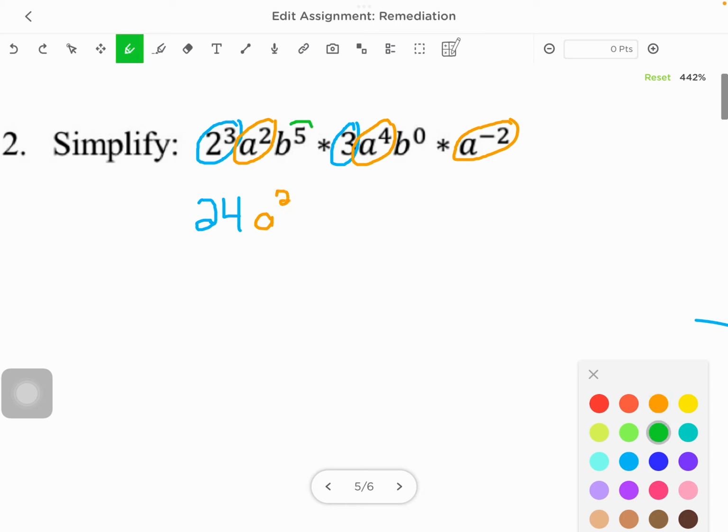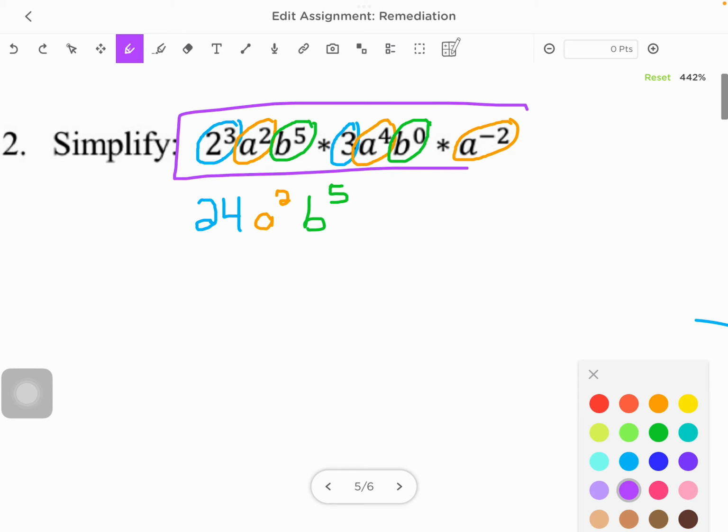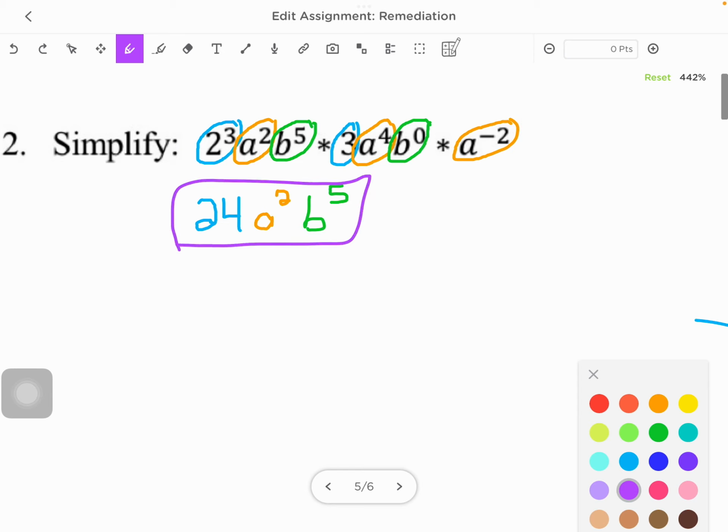Okay. See, it's a good thing that we're circling and we're keeping track of our variables so we know what we're using, what we're not using. And then as we discussed before, the b's is going to add to b to the positive 5th power. And notice how in my original problem, I have nothing else that's circled. That means I've accounted for everything. And therefore, I got my final answer written right over there.